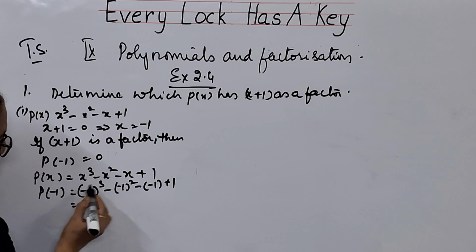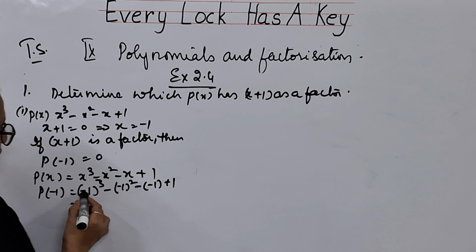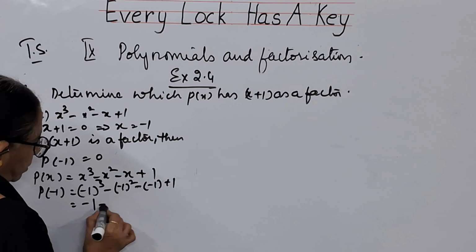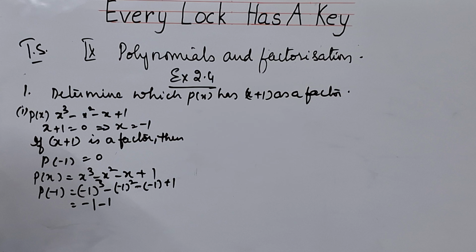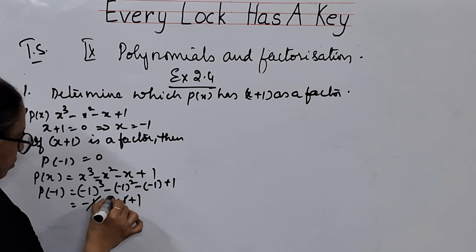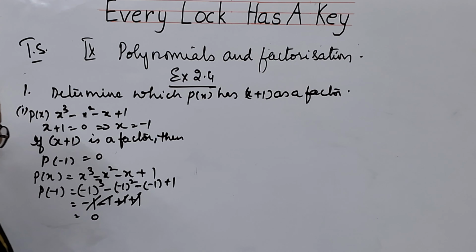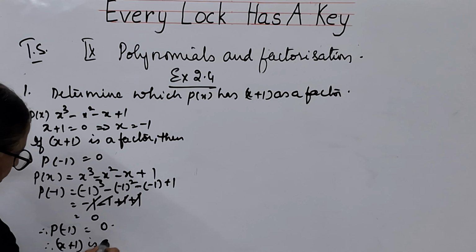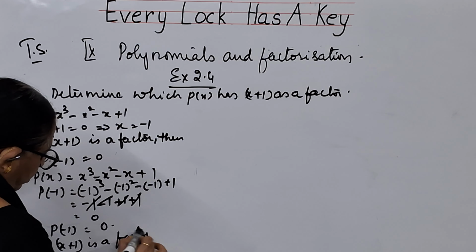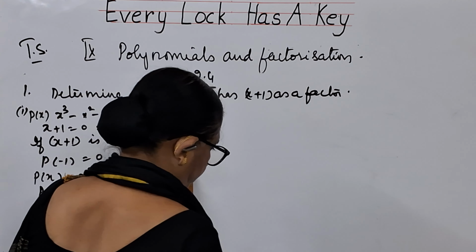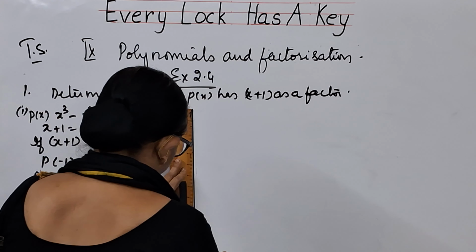You know that odd power means negative answer, minus 1. Here this is plus 1 into minus, plus into minus, minus, minus into minus, plus 1, plus 1. So minus 1, plus 1, minus 1, plus 1 get cancelled, you are getting 0. That means P of minus 1 is equal to 0. Therefore, x plus 1 is a factor. You can say x plus 1 is a factor for the first bit. Now, let us go to the second bit.